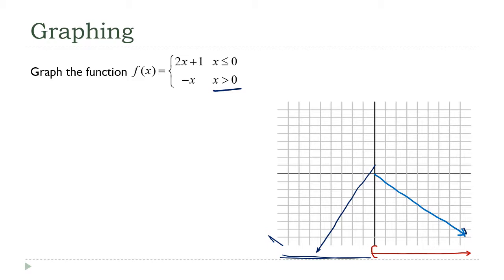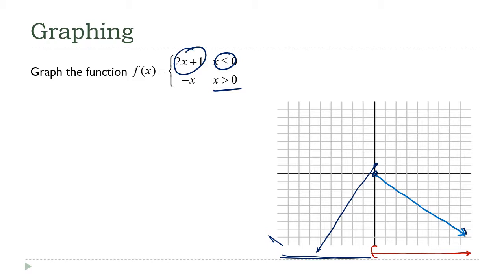When x is equal to 0, we're supposed to use this function. So f of 0 is 1, so I'm going to put a filled in circle here. Now down here, this downward angling line, the function is not 0 here, so I'm going to put an open circle there to show that the endpoint of that section isn't part of the graph.